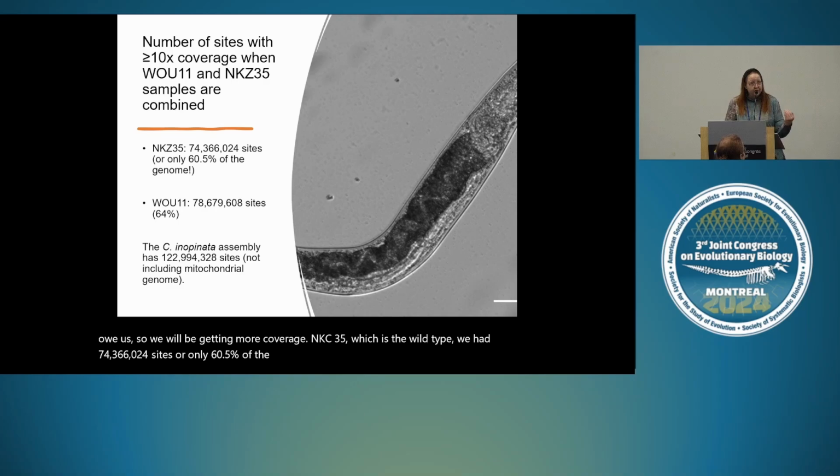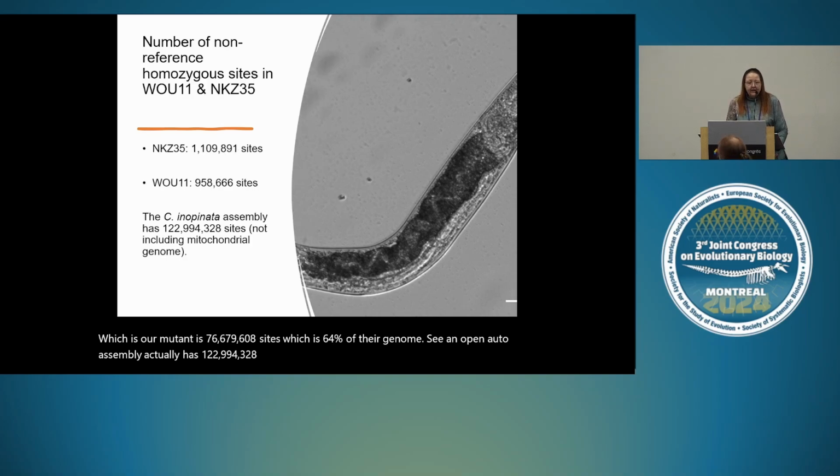And Wu11, which is our mutant, has 76,679,608 sites, which is 64% of their genome. The C. inopenata assembly actually has 122,994,328 sites. Now, the number of non-reference homozygous sites in Wu11 and NKZ35.